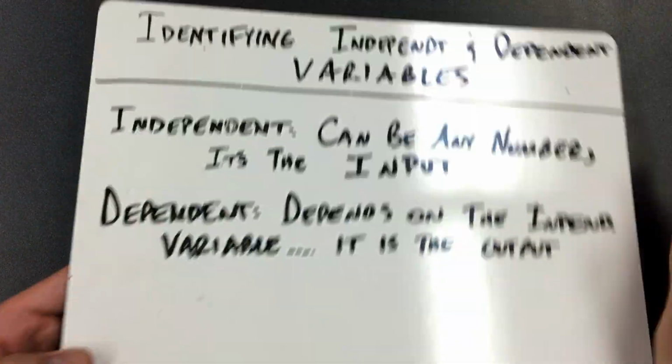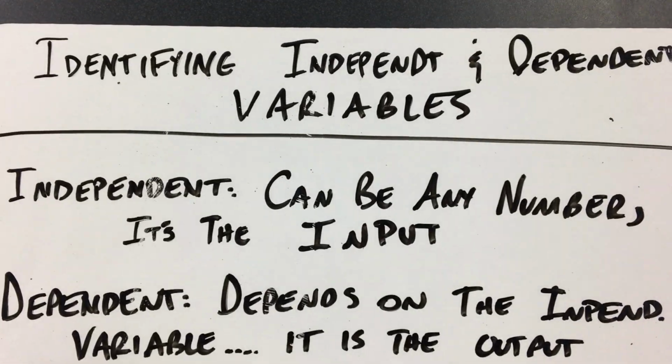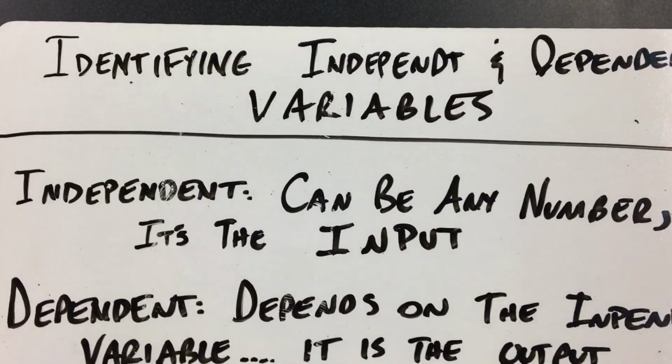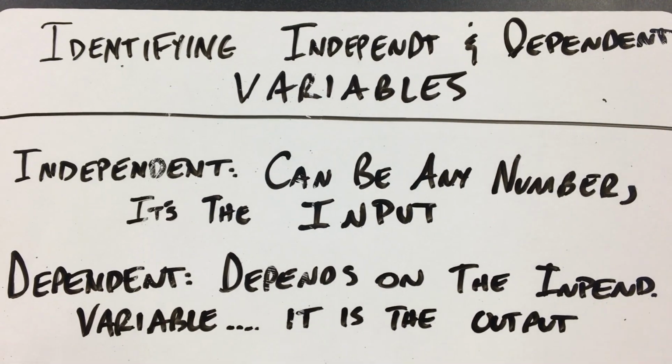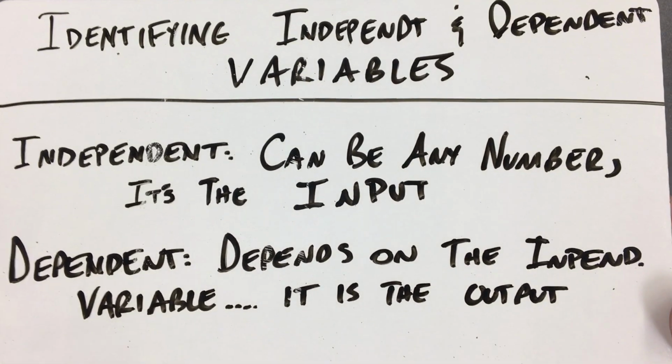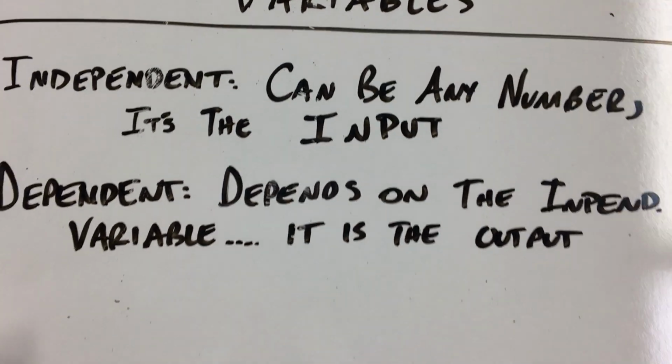This is more of a science lesson that gets stuck into our math book. They're going to ask us, hey, identify the independent and dependent variable. Now, I know you've learned this in science class, and you may have your own way to keep it straight in your brain, so I don't want to confuse you, but here's how our math book defines it.